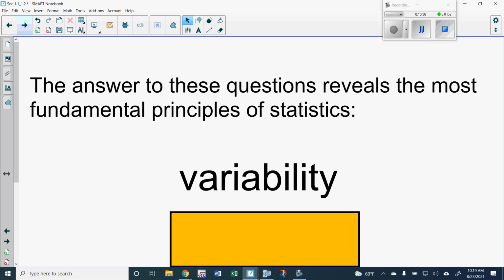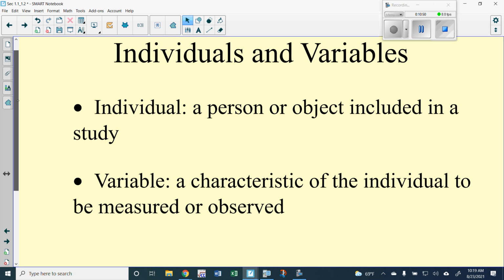All right, some more definitions. The individual is the person or object included in a survey. And the variable is a characteristic of the individual to be measured or observed. Think back to our stick people from Friday. Each person was the individual. I can't remember all the names now. Each card, each person was an individual being measured or observed. And then all the information on that card, the height or the sports or the shoes or whatever it was, that was what was being measured.